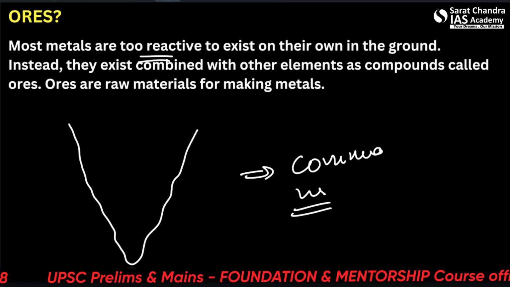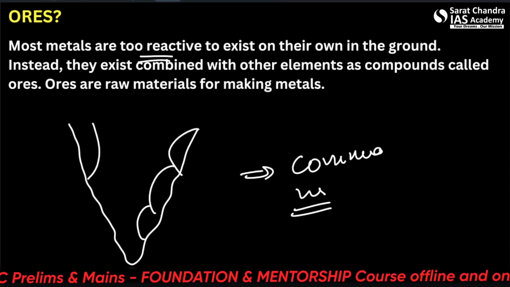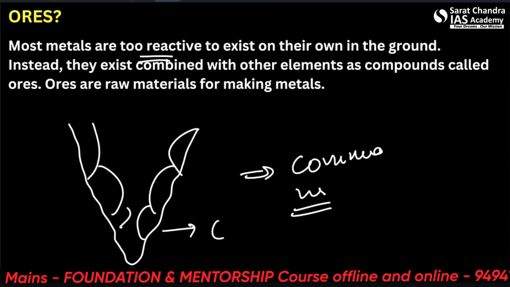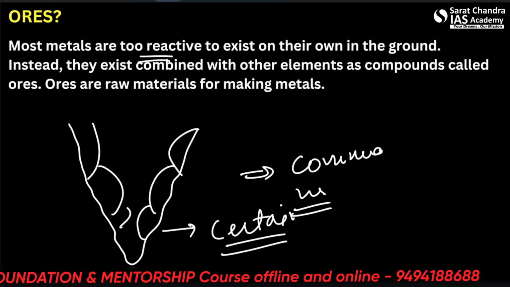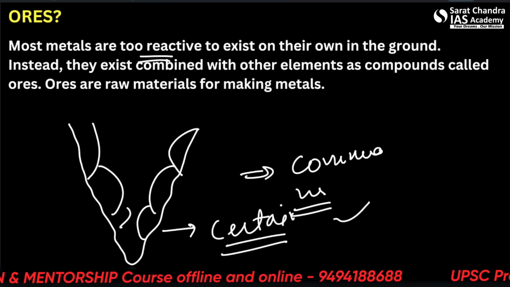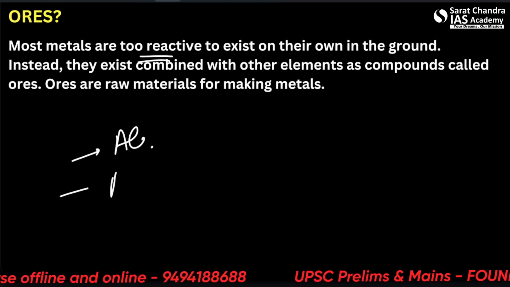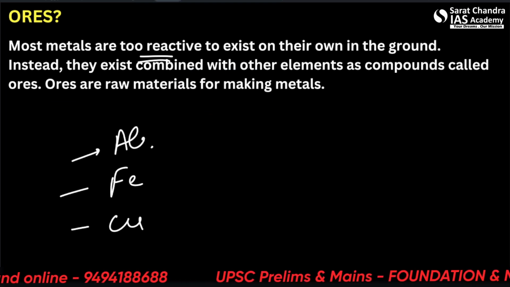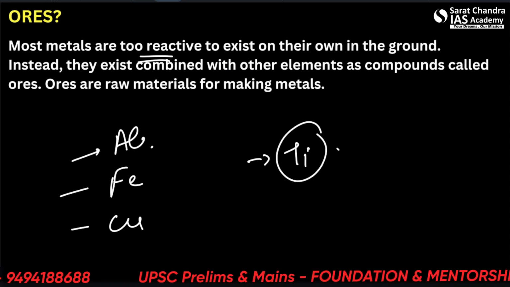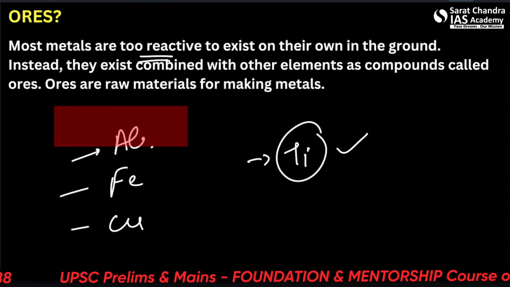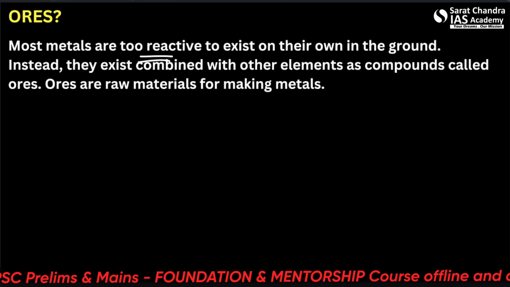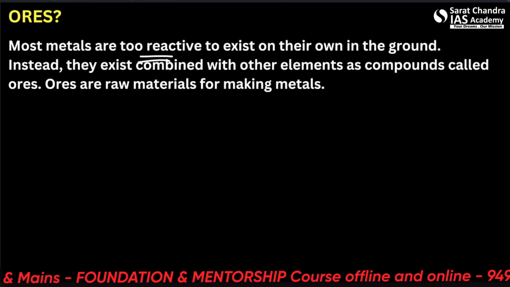Let's talk about only the coastal areas. It's talking about only certain coastal areas. Then the mineral or metal will be rather exclusive. So if the option has given aluminum, iron, copper, and titanium, then the answer can be titanium, because aluminum, ferrous, copper, they can be found at other places also.